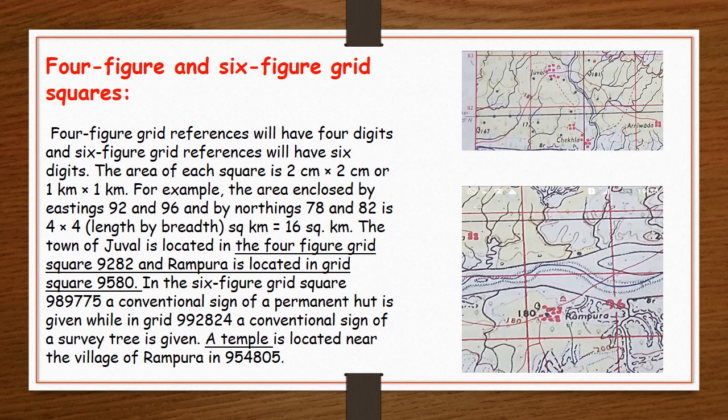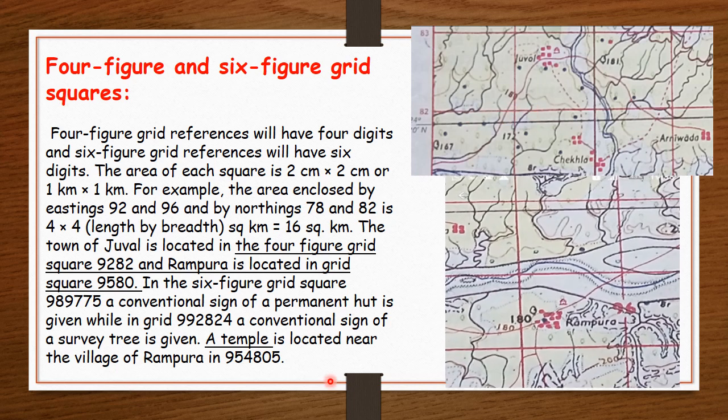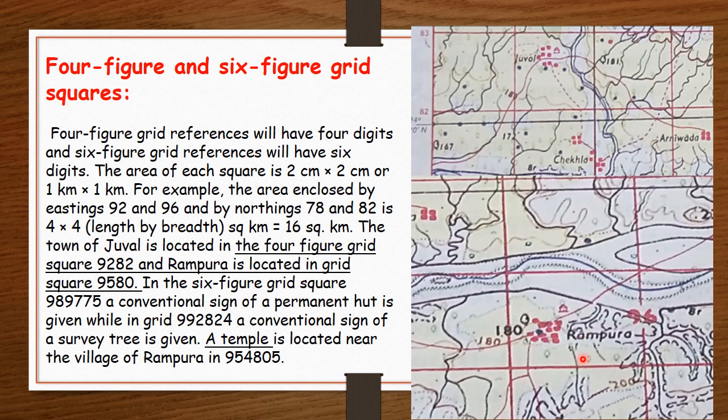Already we have understood about the 4-figure and 6-figure grid square. So in this map extract, let's find out the 4-figure grid for two places, that is Joval and Rampura. These are the two villages shown on this map. So 9282 is the 4-figure grid square for Joval. Here you can see, right? Always we take the eastings first in the 4 and 6 figure grid, and then we take the northings, right? And for Rampura, it is 9580. Okay, so here this is the Rampura village.